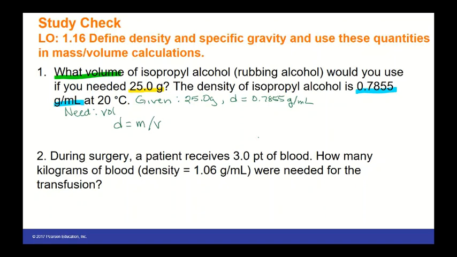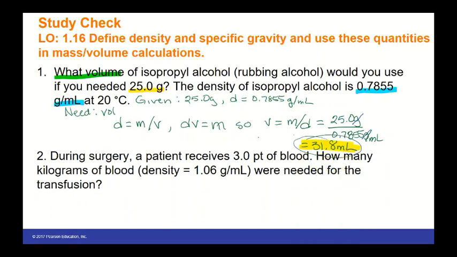We know that density is mass divided by volume, but we need to rearrange this equation so that we get volume by itself. Multiplying both sides by the volume, we get dV equals m. Now we have to divide both sides by the density to get volume is mass over density. Plug in all of the values: 25 grams divided by 0.7855 grams per milliliter. Crossing out grams, milliliters now comes to the top, and we end up with 31.8 milliliters. How about you try the next one on your own?